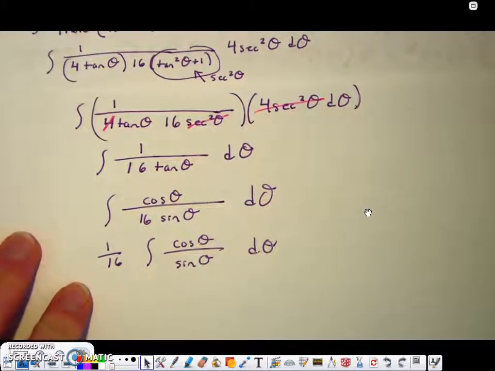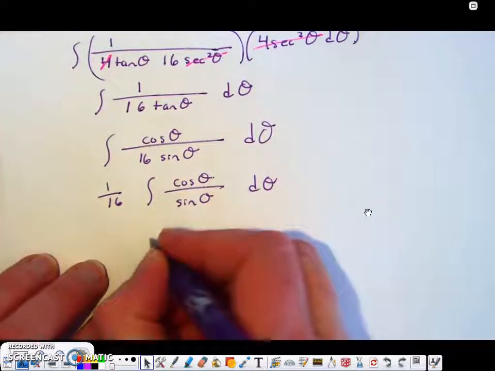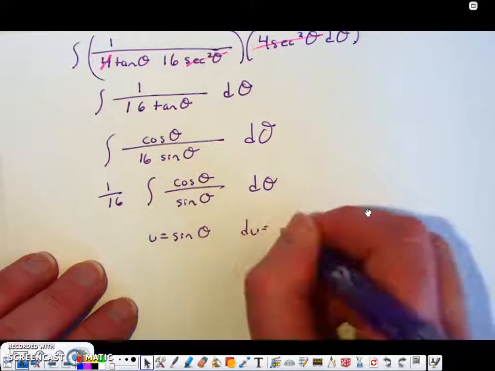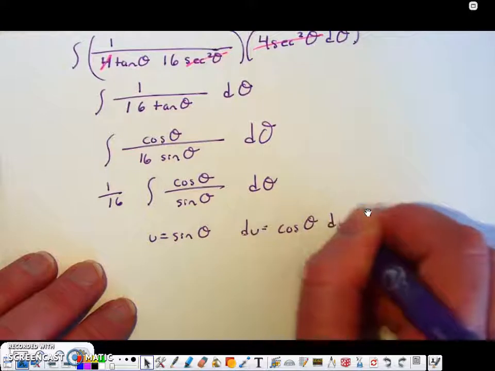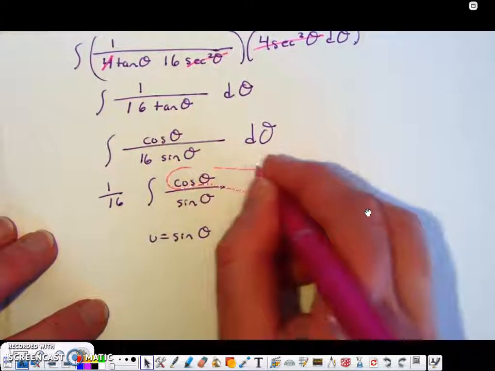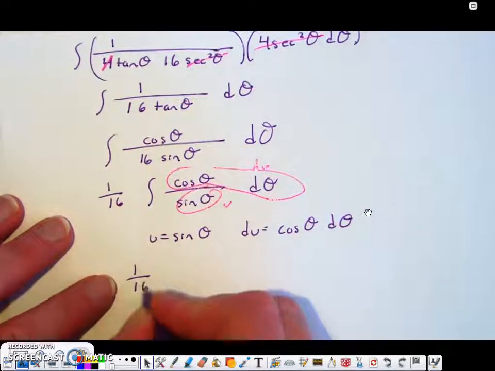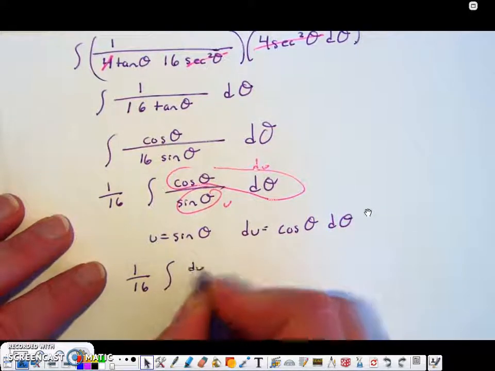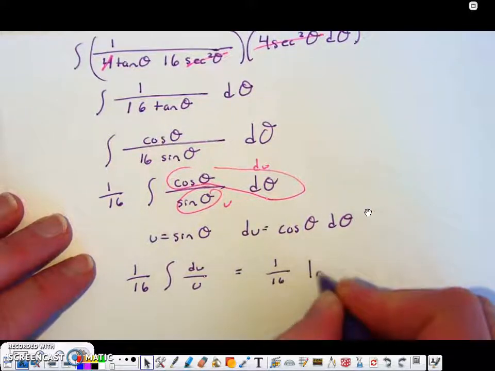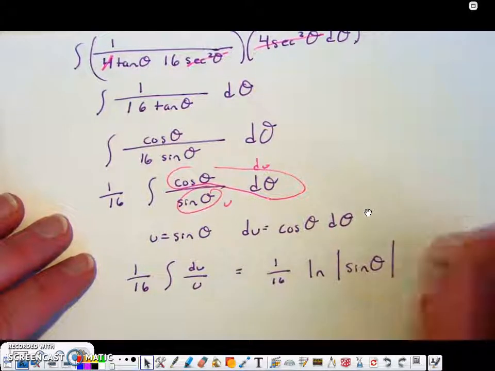Now I do think u substitution is a good idea. What do you think u might be? Good. U is sine theta. What does that make du? And we have it. So that's du and that's u. So we're going to do 1/16 the integral of du over u. So that's 1/16 the natural log of the absolute value of u, which is sine theta, plus c.